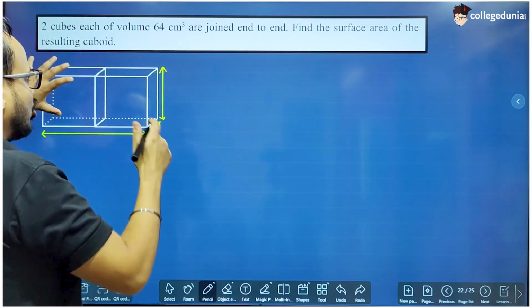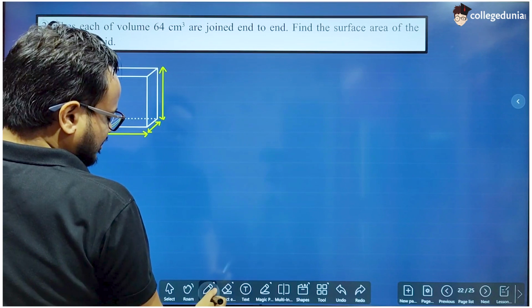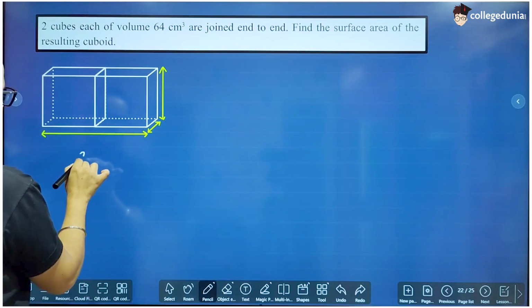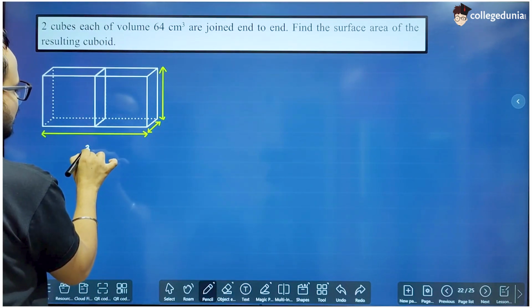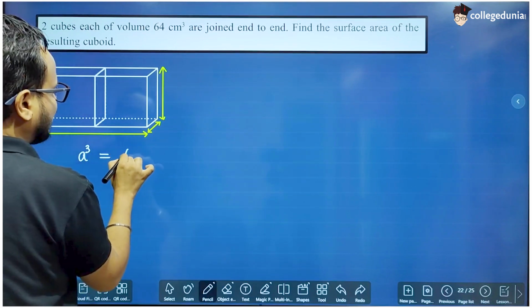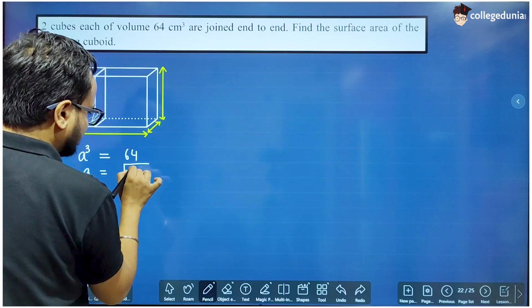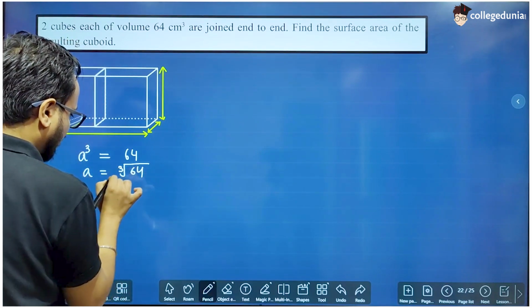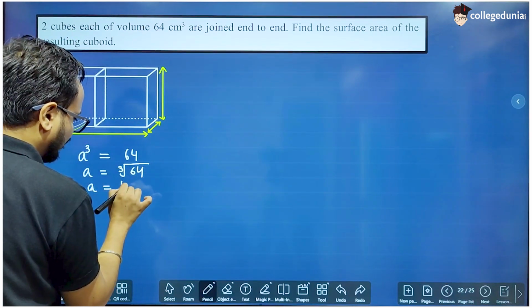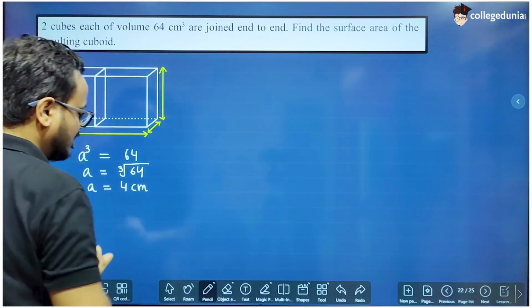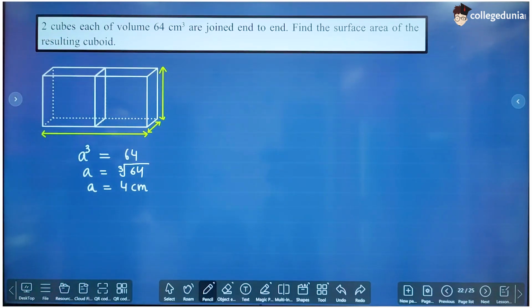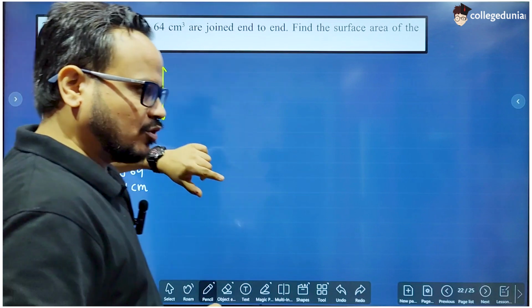Okay, the volume of each cube was 64 centimeter cube, and we know the volume of a cube is a cube. So a cube is equal to 64. A is the cube root of 64, which is 4. So a is 4 centimeter. So the edge length of one cube was 4 centimeter.